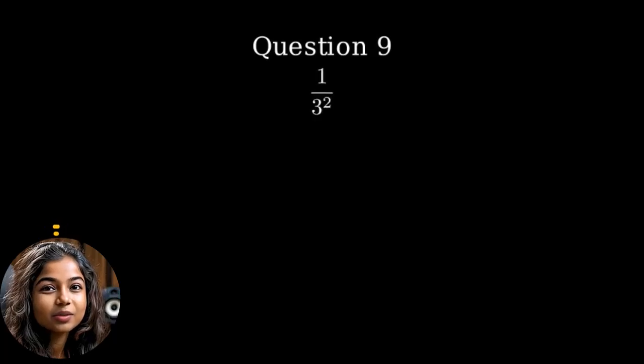Welcome! Let's solve this problem step by step. We need to find the value of 1 over 3 squared. Let's break this down. The denominator has 3 squared, which means we multiply 3 by itself. 3 times 3 equals 9.